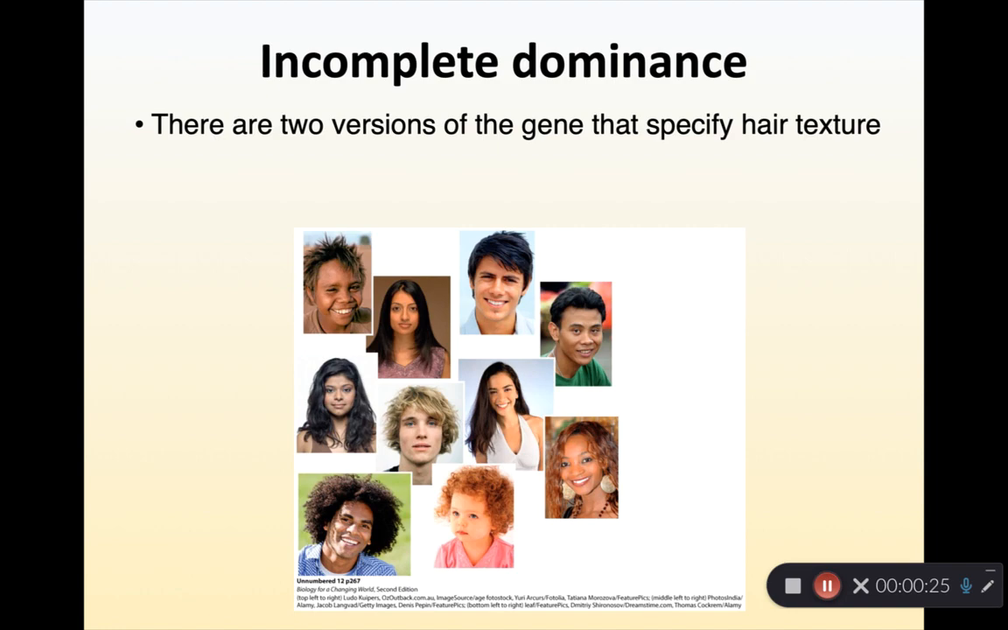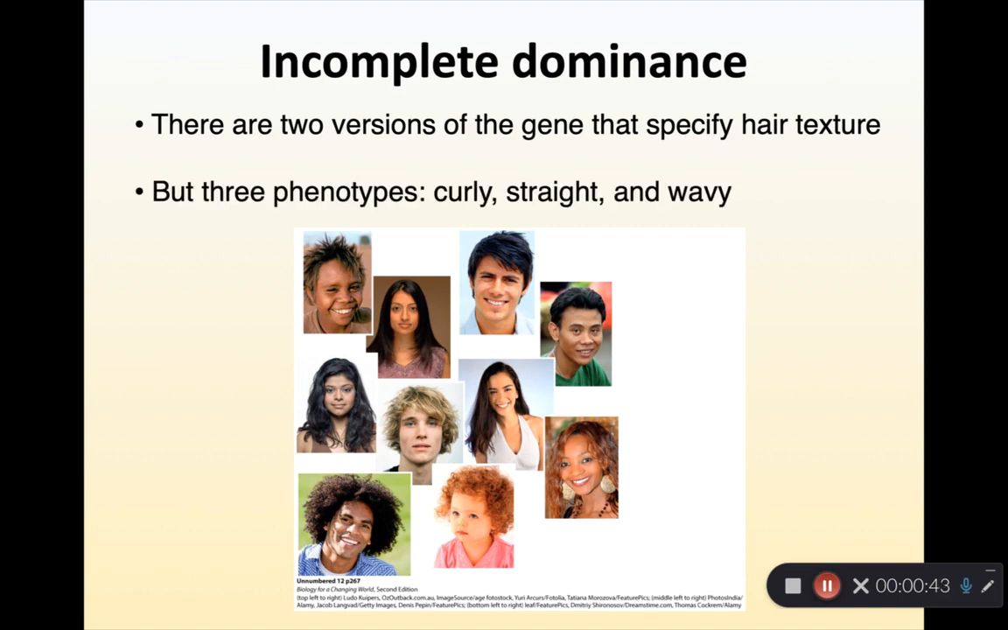And essentially that's understanding two genes that can have an intermediary type of effect. So an example that we tend to use is understanding versions of a gene that specify hair texture. There are really only three very general phenotypes. There's curly hair, straight hair, and wavy hair. And those actually have to do with how many sulfur bonds are in your hair.